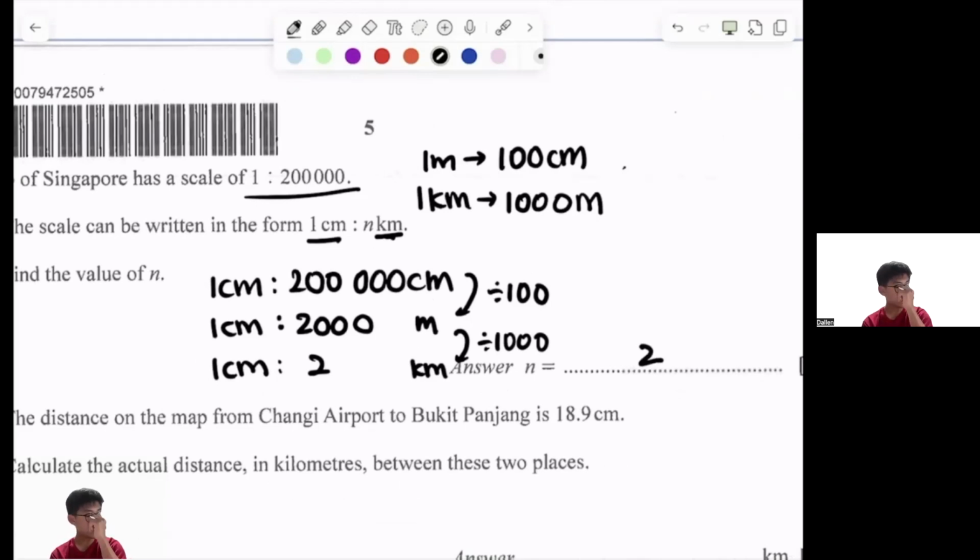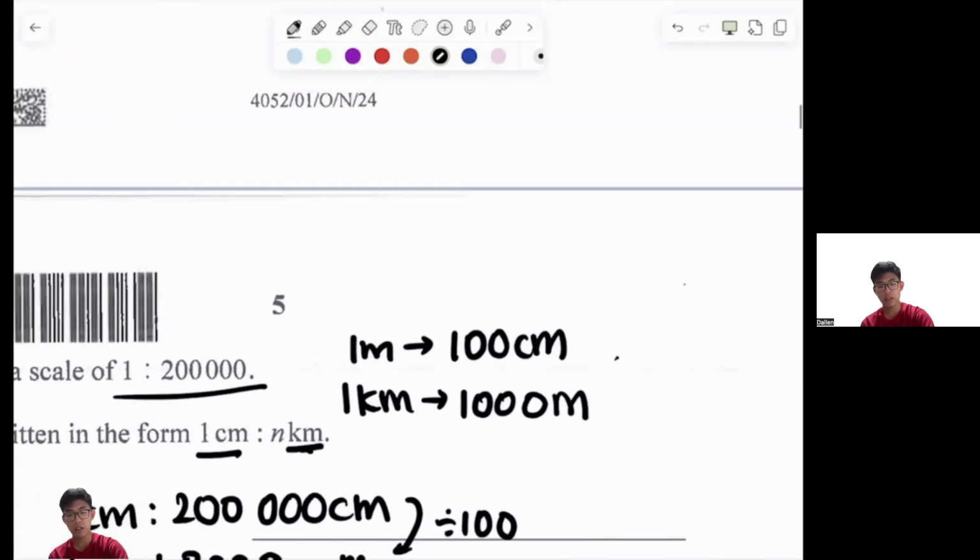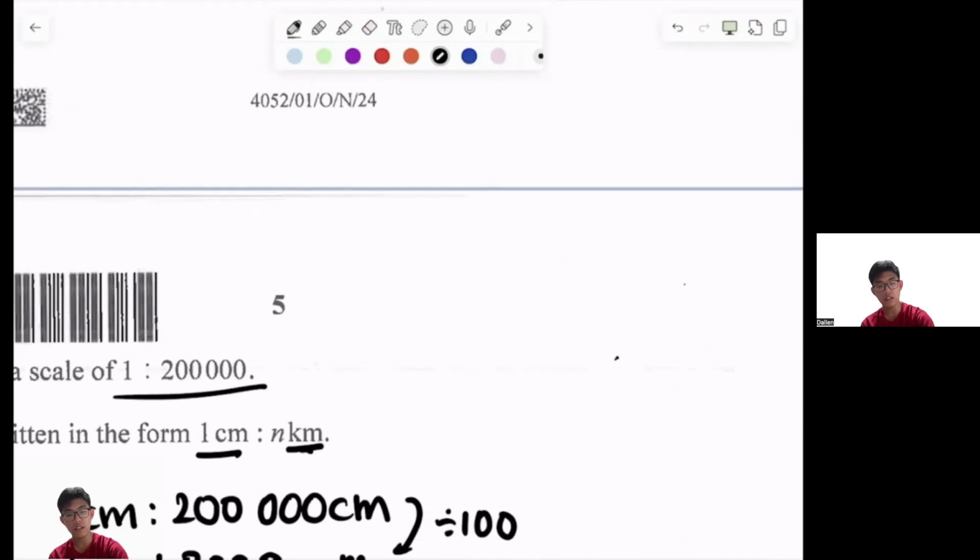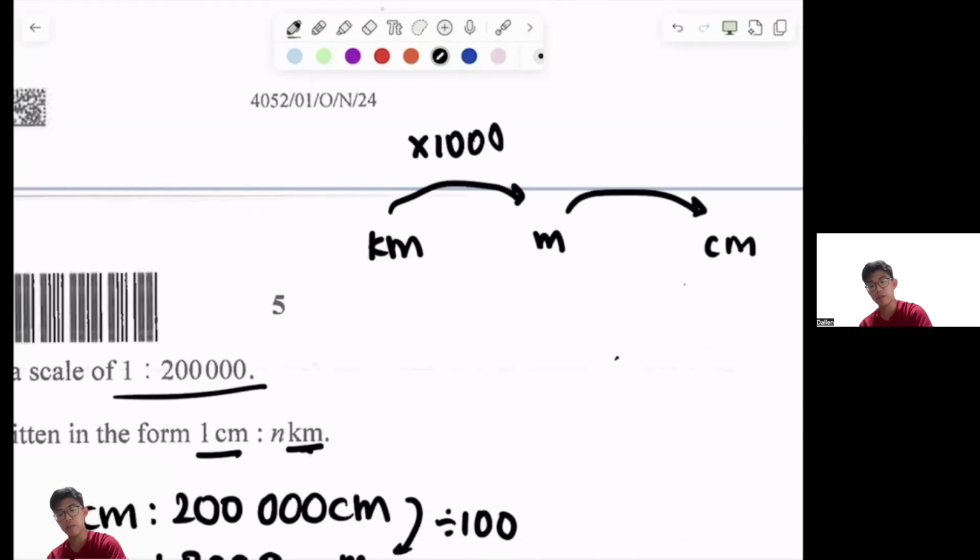So this question you just need to know how to convert units. How I always remember: from kilometers to meters, you times 1,000. From meters to cm, you times 100. Correct? So if you want to do the other way around, you just do the opposite. Okay?